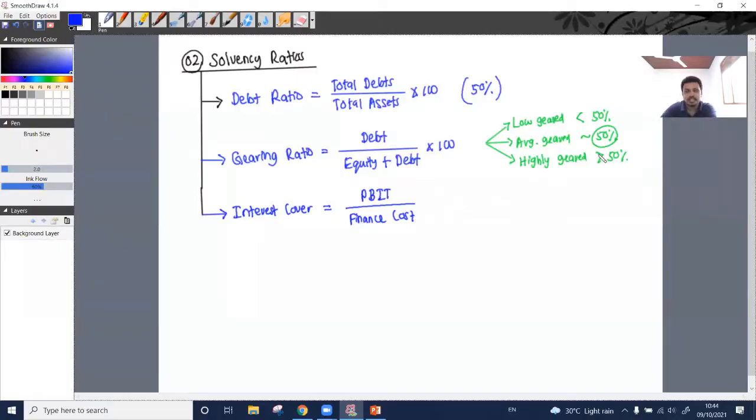Right. So these are the solvency ratios. There can be some others, but these are the three main solvency ratios that are frequently used: debt ratio, gearing ratio, and interest cover ratio. What is better? Highly geared වෙන එකද නැත්නම් වැඩිපුර ණය ගන්න එක හොඳයිද නැද්ද?